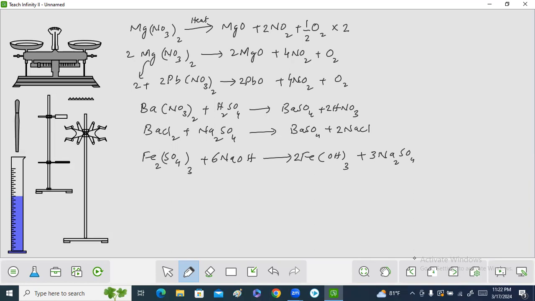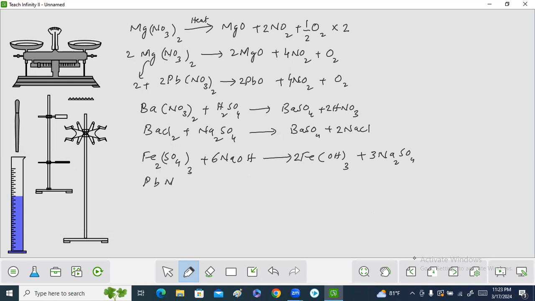Now let's look at the rest of the elements, whether they are balanced or not. Iron 2, sulfur 3, sodium 6, sodium 6. And now let's check the hydrogen: 6, and 3 times 2, 6. Oxygen: 4 times 3, 12, plus 6, 18. So 3 times 2, 6, and 4 times 3, 12, 12 plus 6, 18. So this is the balanced chemical equation.